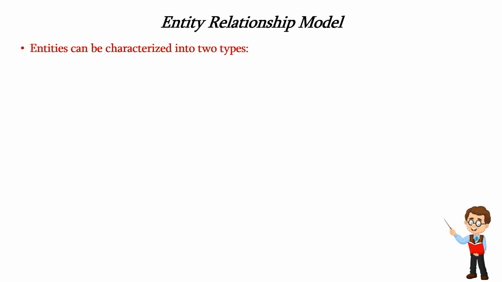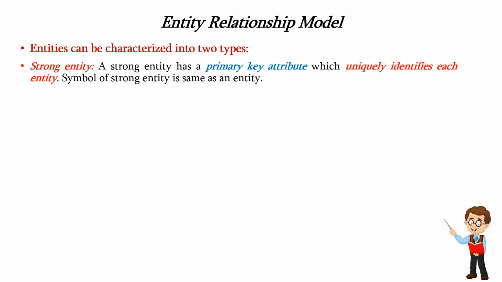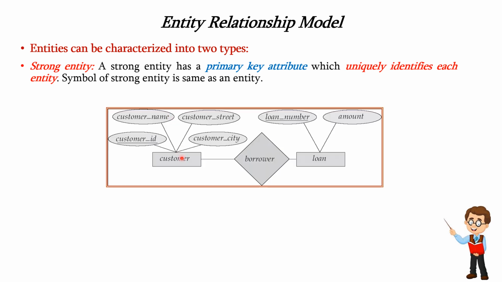Next, entities can be categorized into two types. One is strong entity and another one is weak entity. So first we will see about strong entity. A strong entity has the primary key attribute which uniquely identifies each entity. The symbol of the strong entity is the same as the entity, which is nothing but the rectangle shape. So here we can see that we have two entity sets, customer and loan, which are connected through the relationship borrower. That means the customer is borrowing the loan from the bank. So customer has the attributes customer ID, customer name, street and city. Loan has the attributes loan number and amount.